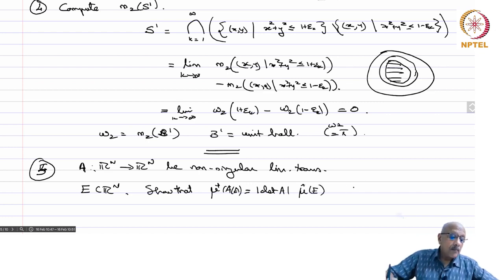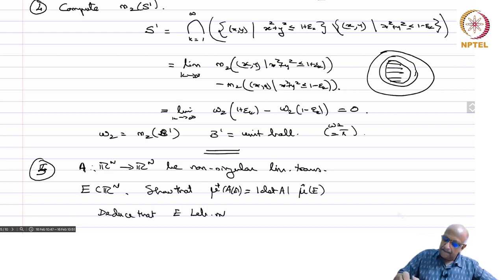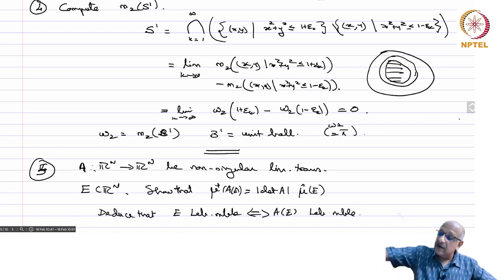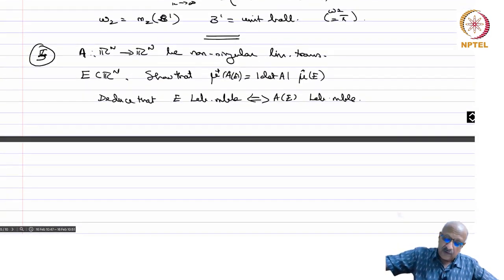Then deduce that E is Lebesgue measurable if and only if AE is Lebesgue measurable. We did this only for Borel sets earlier, and now we can use this to show that.